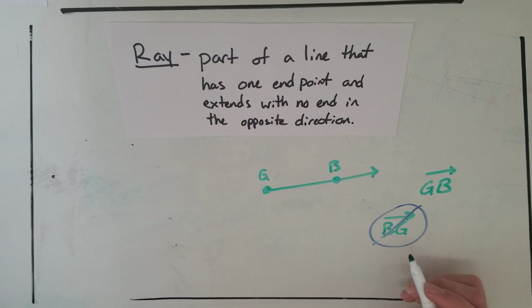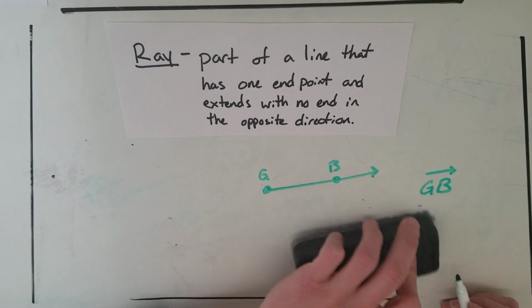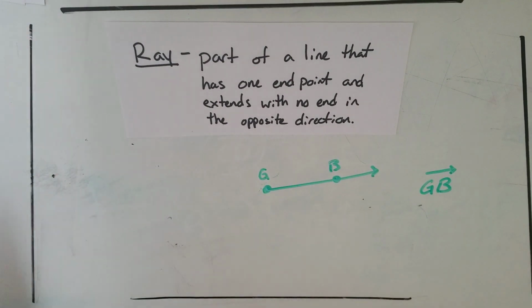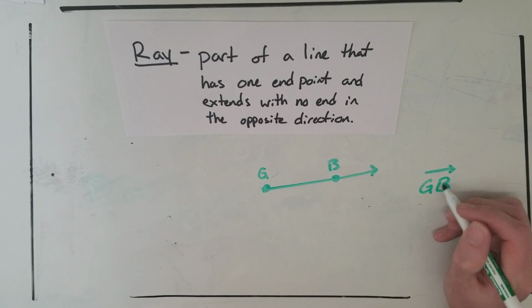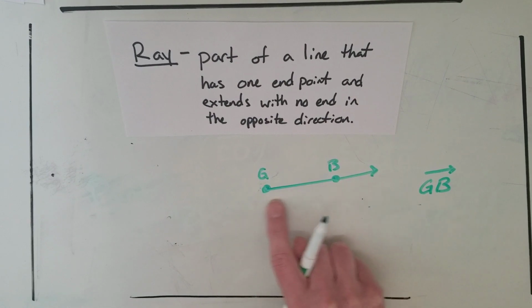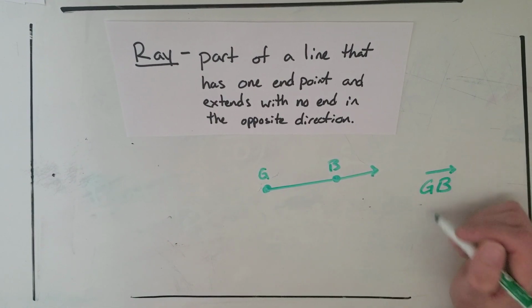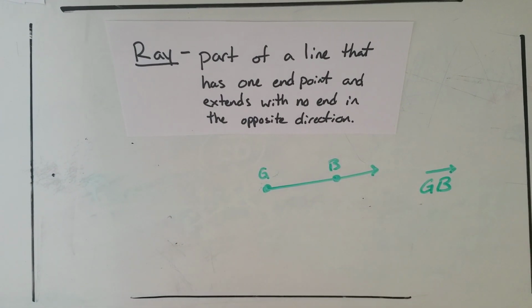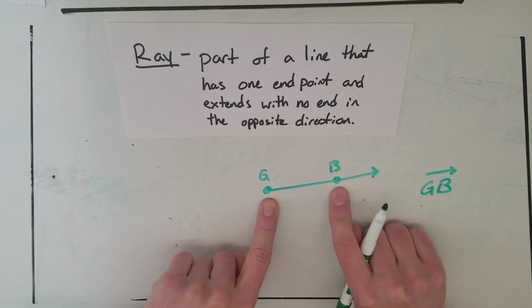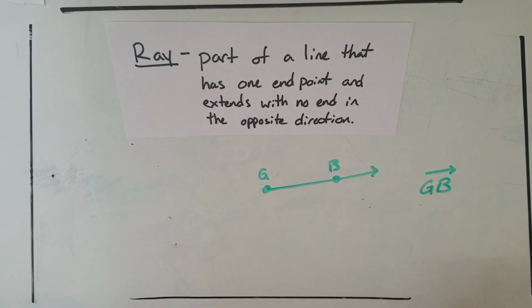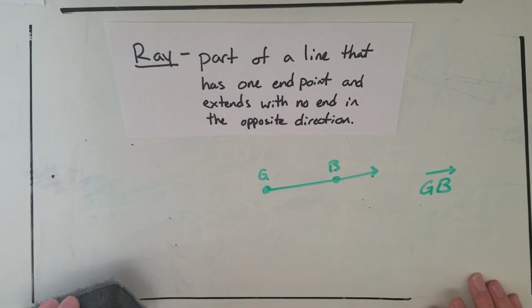So the notation for a ray is really important. When you're notating a ray, it's always going to be the endpoint first, then whatever point you're going through. So we're going through B and going on. Your arrow is always going to go to the right for a ray. A ray, just like a line segment, just like a line, can be on the coordinate plane, it doesn't have to be in random space. So you could actually have points here, and it will go on infinitely in that direction.